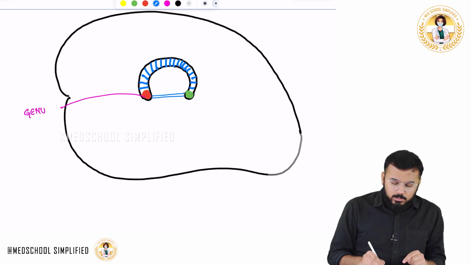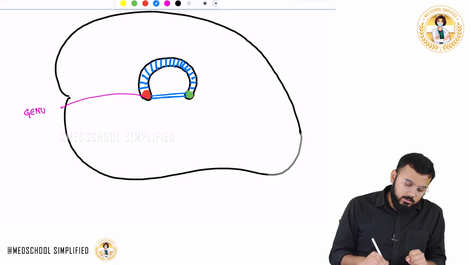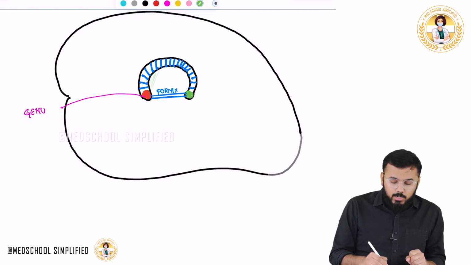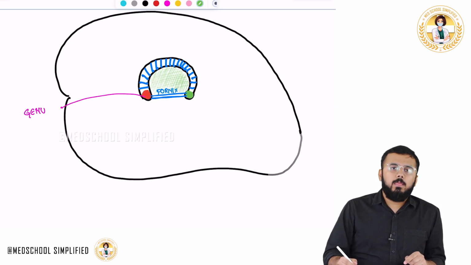Now if you look here, attaching the genu as well as the splenium, you have got a structure in this way. This structure which is attached from the genu all the way to the splenium is called the fornix. So this part over here will be called your fornix. Next important thing is that you got another structure between the body and the fornix. This structure which is connecting the fornix to the body is called the septum pellucidum. So this is your septum pellucidum.